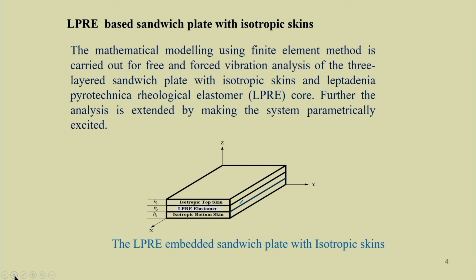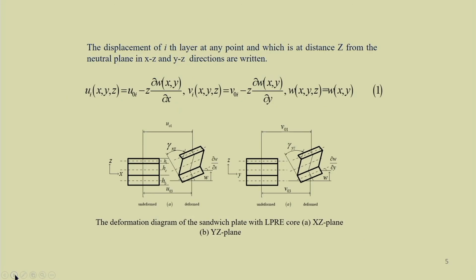You already know the equation of motion can be derived by using the Lagrange principle or Hamilton principle. To derive the equation of motion using this energy based principle, first we must find the kinetic energy and potential energy when this plate is vibrating. These different layers are connected by adhesive. Some basic assumptions have to be made for deriving this equation of motion. Let us consider the displacement of the ith layer at any point at a distance z from the neutral plane.